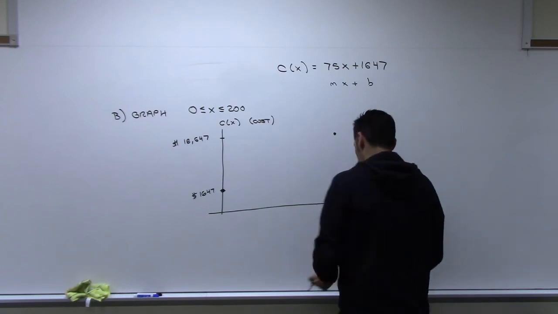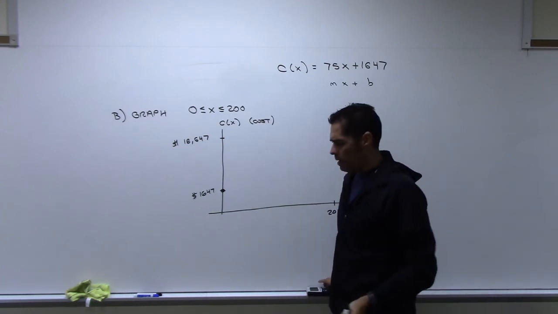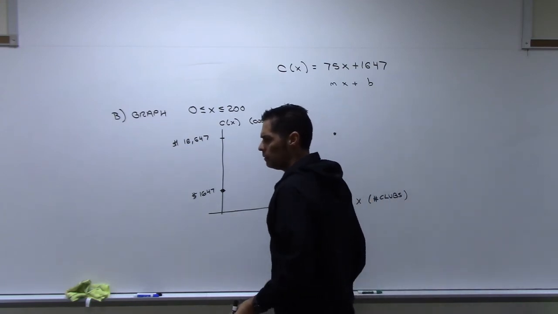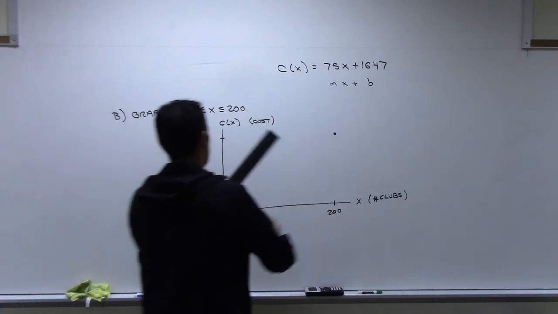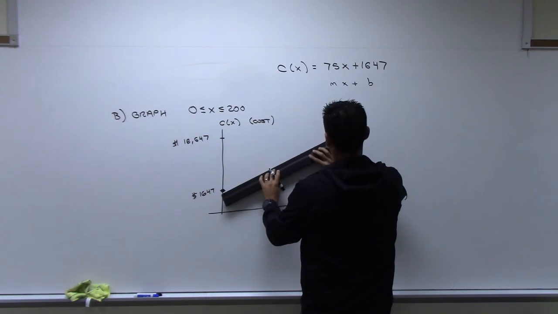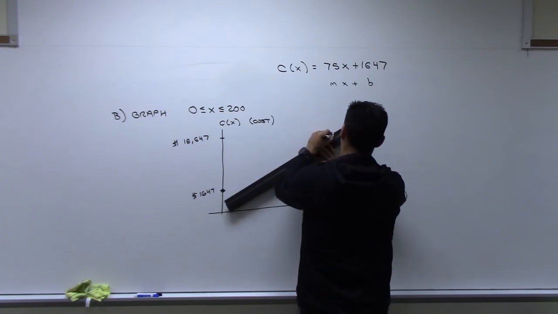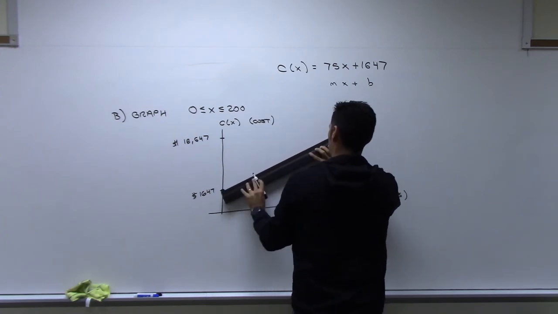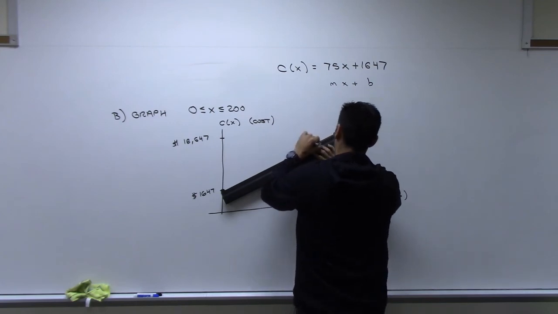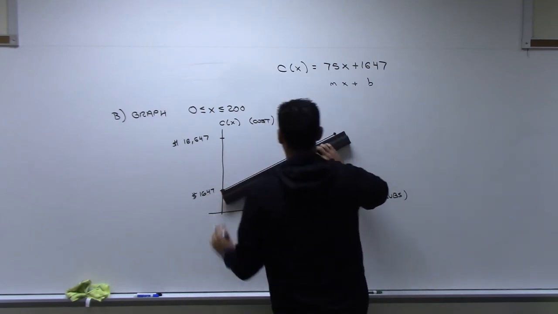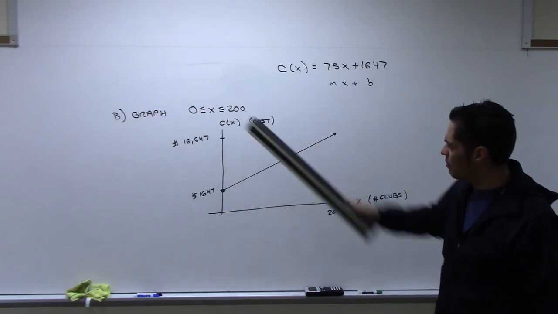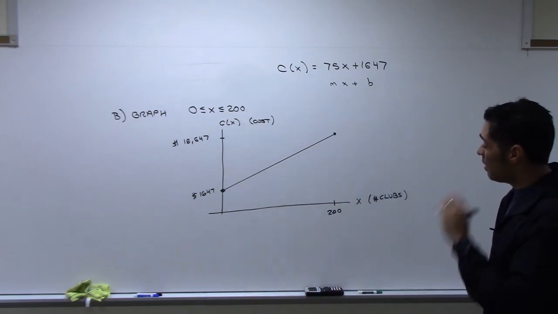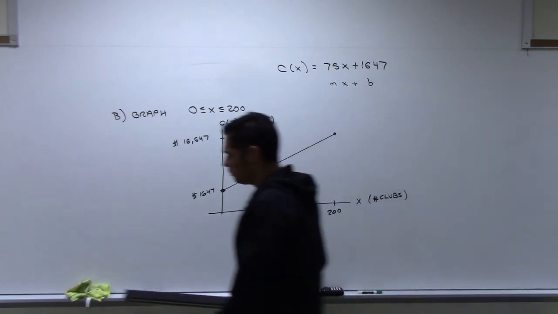And then, because I know this is linear, I don't have a ruler in here. I have this, though. Straight enough. There we go. I'm only graphing it between 0 and 200 because that's what it said to do. So that is my cost function on that interval.